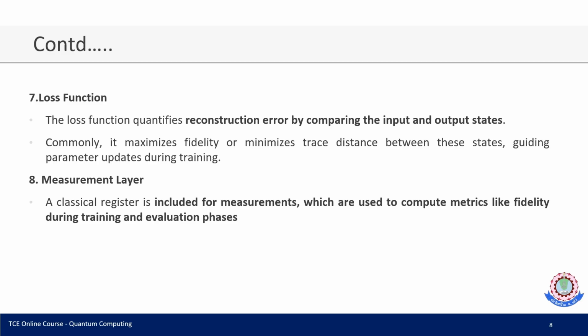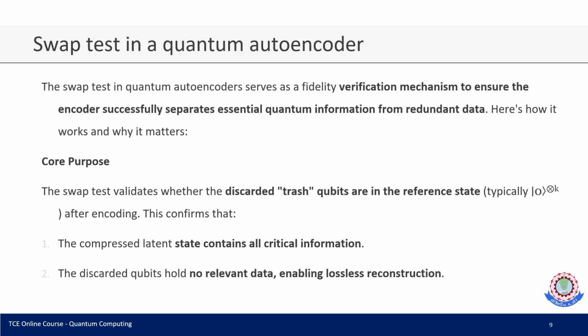The seventh one is the loss function. The loss function quantifies the reconstruction error by comparing the input and output states. Commonly, it minimizes the trace distance between the states, guiding the parameter updates during the training phase. And the last one is the measurement layer, which includes all measurements used for computing different kinds of performance metrics to evaluate the fidelity.